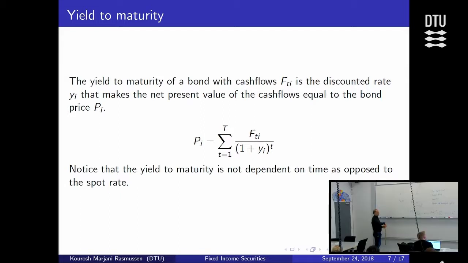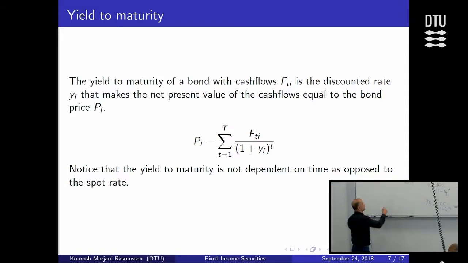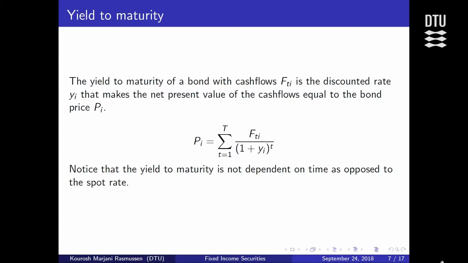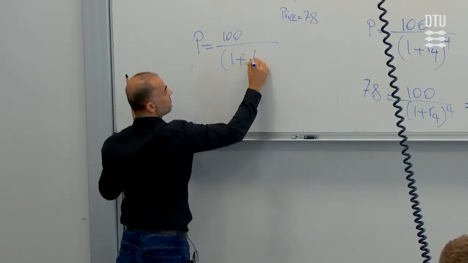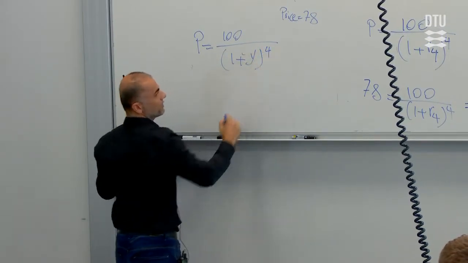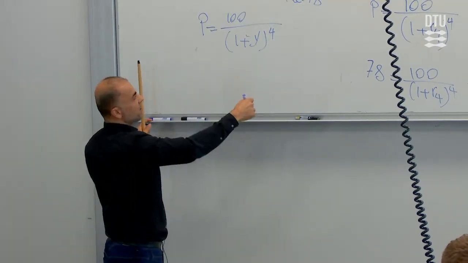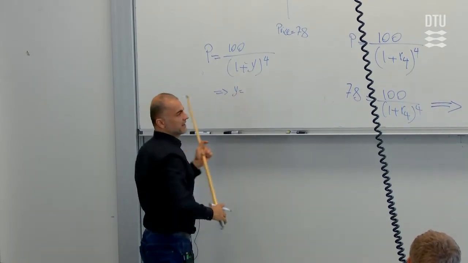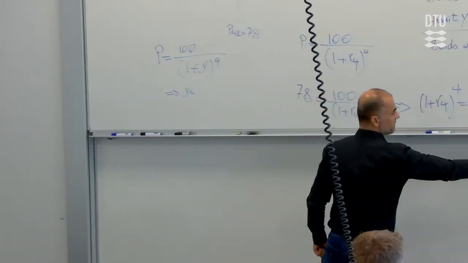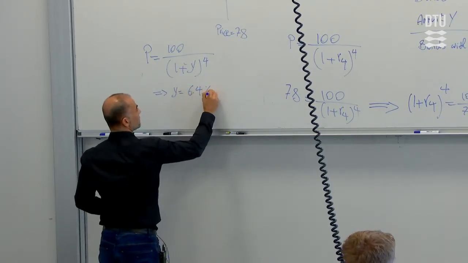bond. So let's say instead of writing R4 here, which is the 4-year rate, I would write P is equal to 100 divided by 1 plus y to the power of 4, right? That would be the same way of finding out what y is, which is exactly the same value as we already figured out for R4, which is 6.4%, right?